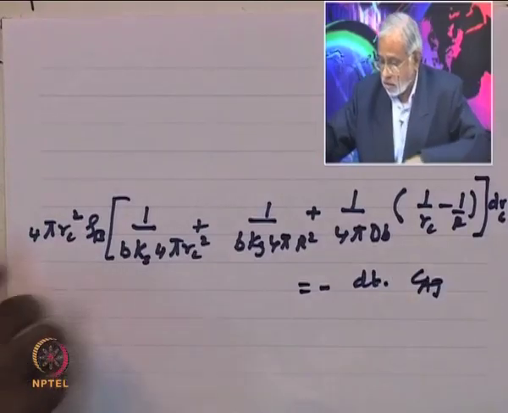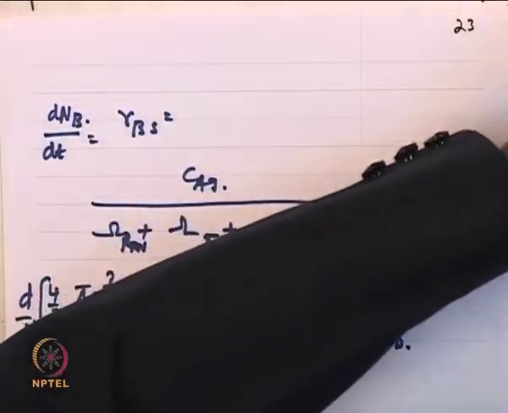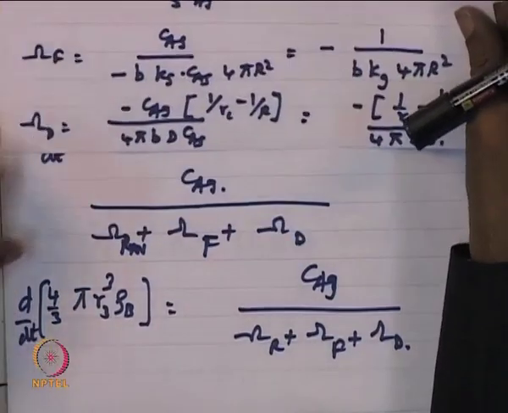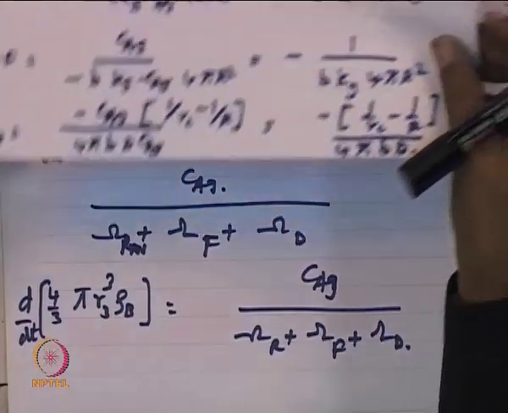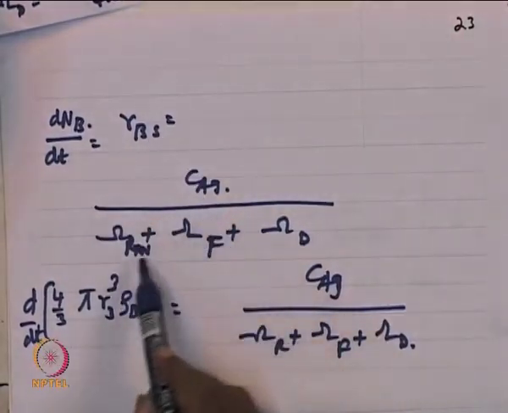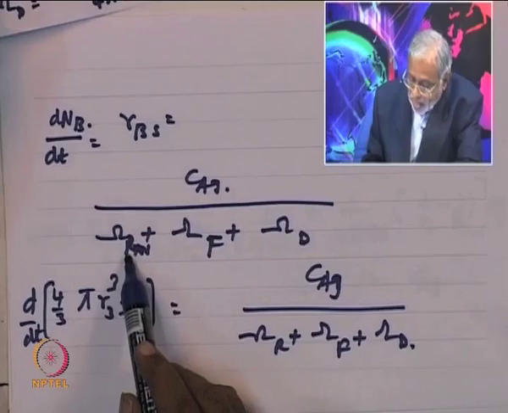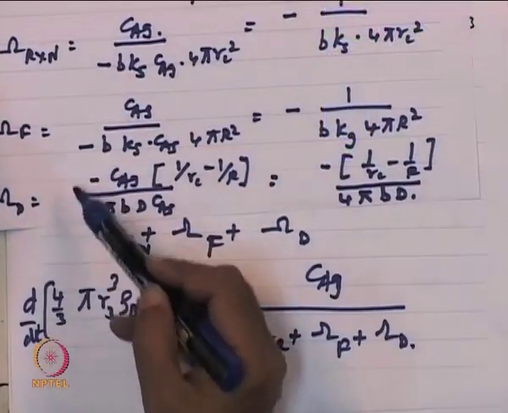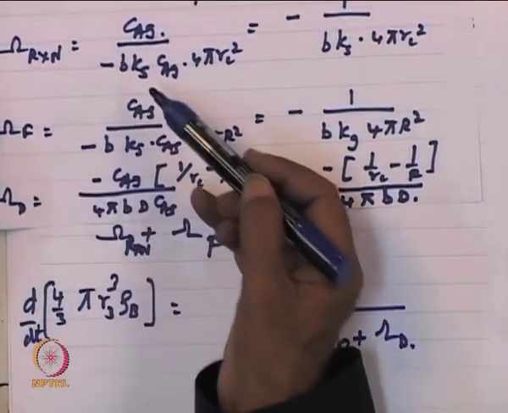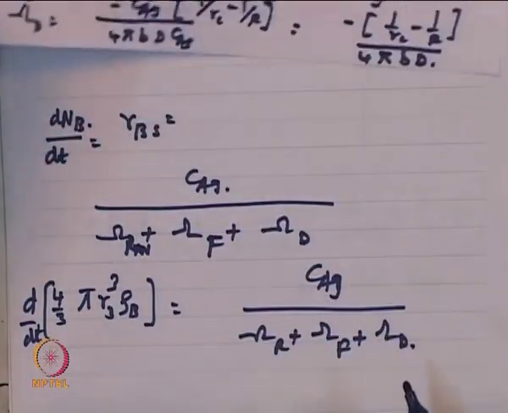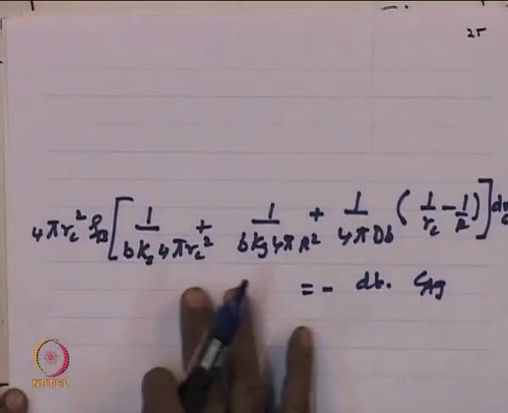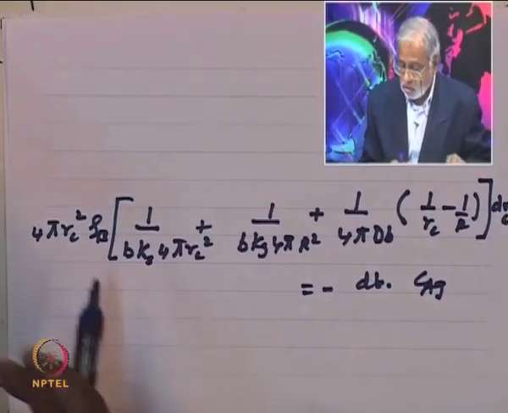Let me just go through this once again, because nothing new has been said. Please recognize that dN_B by dt is R_B S, and these are the terms omega reaction, omega film, omega diffusion, all that we have already derived here, and I have simply cross multiplied. So that is what we have done. 4 pi R_C squared rho_b, all these terms have been taken up properly, minus sign is also there.